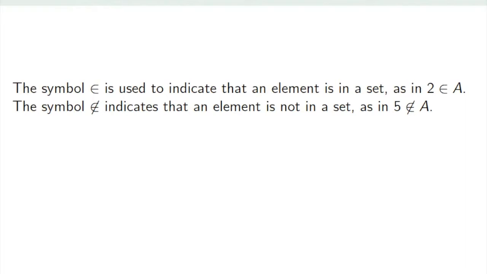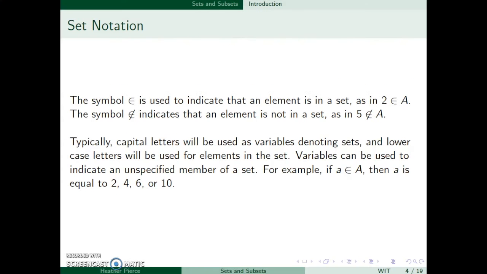set. We have this symbol here to indicate an element of the set, and it's read "in." So we're saying 2 is in A. And putting a line through it indicates that it does not contain that element. So 5 is not in A. Like I said earlier, we'll use capital letters to denote sets. Lowercase letters are usually used for the elements of the sets. And variables can be used to indicate an unspecified member. So for example, if I say little a is in capital A, this means that little a is equal to either 2, 4, 6, or 10.